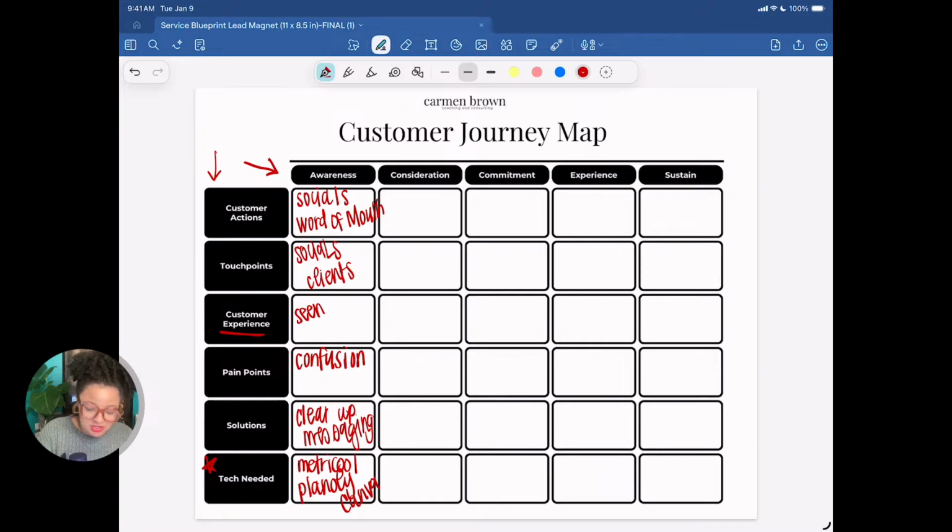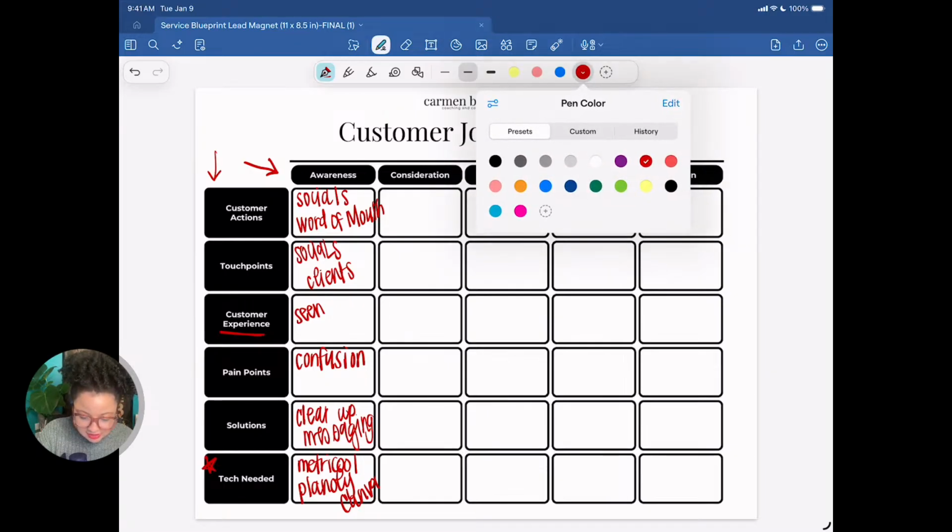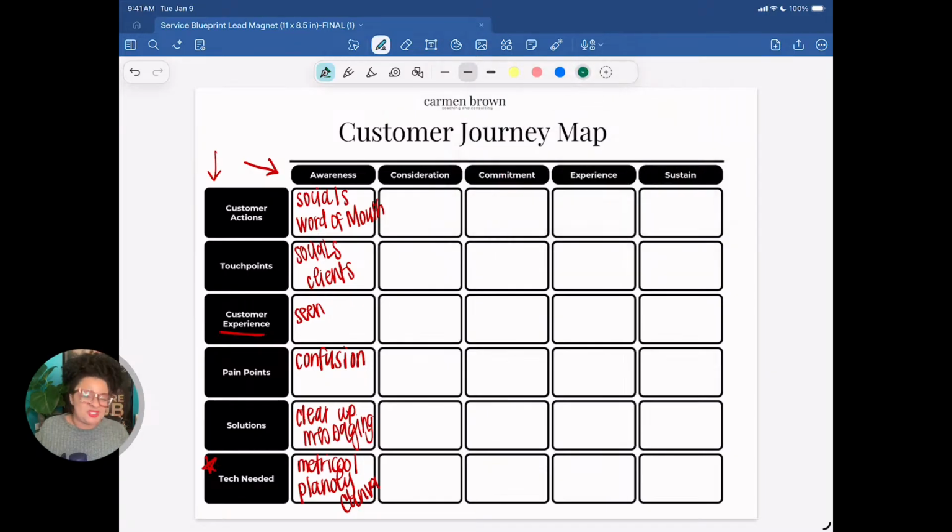Now let's move on. We're gonna change the color because who doesn't like a bunch of colors? Let's go with green because why not? So let's talk about the consideration phase.